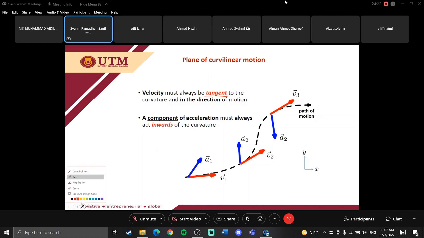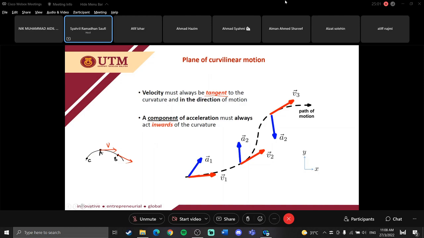Okay, let's say you have the curve like this. At this point, let's say I put here as point A, the velocity should be tangent. Tangent means tangent to the curve. So this is your V, velocity. So let's say you are at point B. So your velocity direction should be tangent to the curve. Let's say you are at point C. So at this point C, velocity is tangent to the curve.